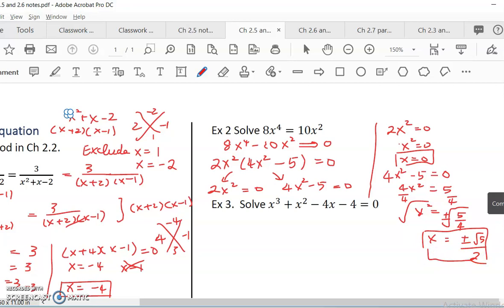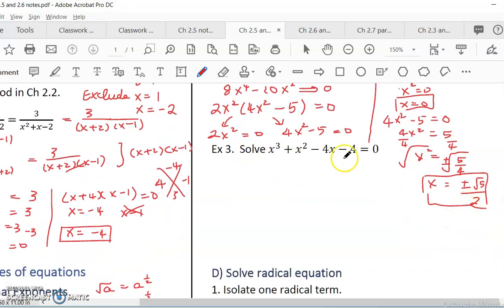Do I have time to do this one? So this is 4 terms and I have x cubed. So for an x cubed equation, there is no quadratic formula or anything. You have to do grouping. If it has 4 terms, you do grouping. So you group the first 2, x cubed plus x squared. What's the common factor? It's x squared, right?